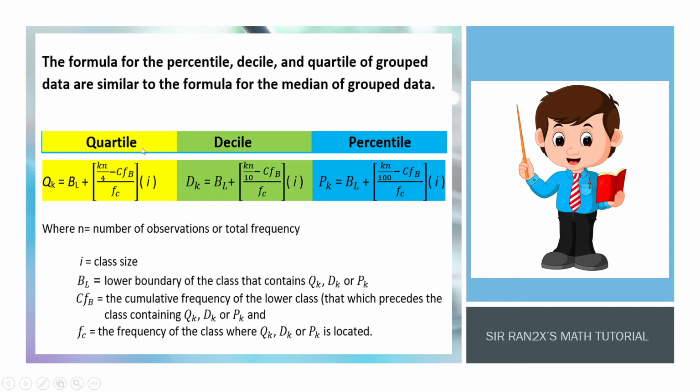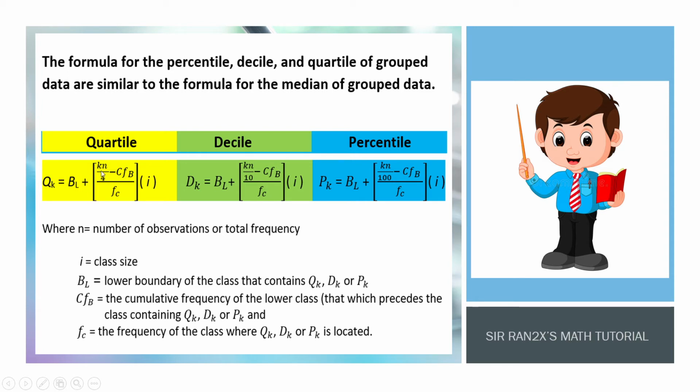Just remember, quartiles are score points that divide the data into 4 equal parts. Deciles are score points that divide the data into 10 equal parts. And percentiles are score points that divide the data into 100 equal parts. And so you see it just changes: 4, 10, 100. I'd like you to look into the formulas.